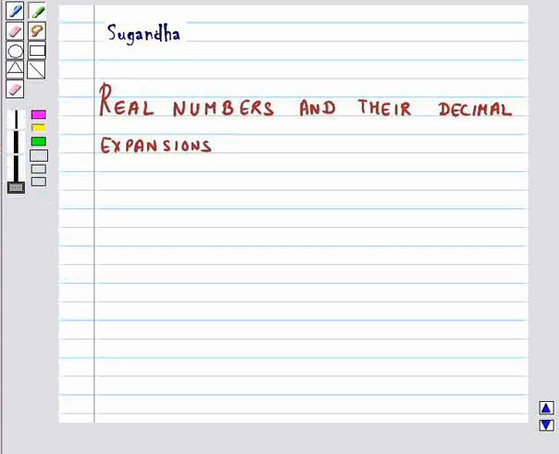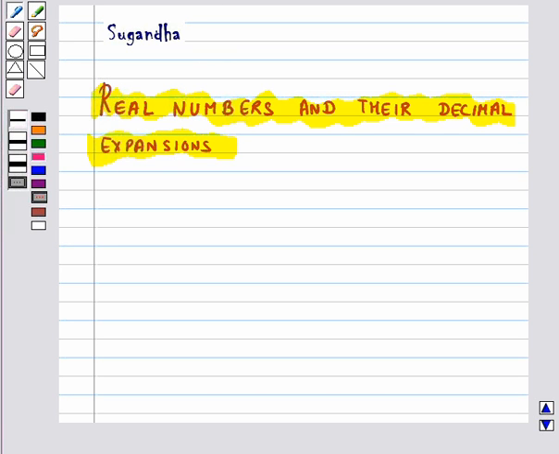In this session we will discuss real numbers and their decimal expansions. We know that all the rational and irrational numbers make up the collection of real numbers.